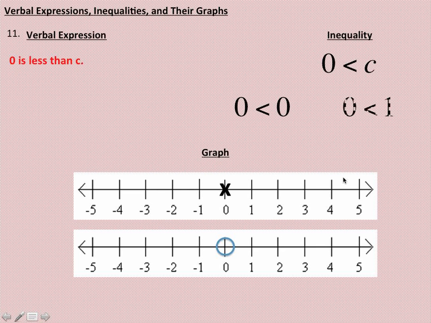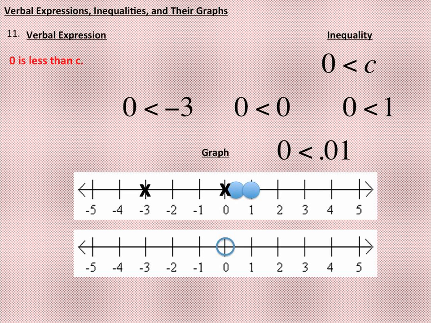Okay, let's find numbers that work. Well, is 0 less than 1? Yep. So that means 1 worked. What else works? Is 0 less than 0.01 or 0.00000001? So slightly to the right over here? Yeah, so that would work. Is 0 less than -3? No. So it's to the left. It didn't work. So if points to the right of the boundary work, that means points to the left of the boundary won't work. So everything to the right of the boundary worked. So I shaded everything to the right.